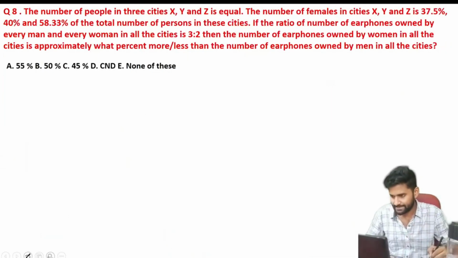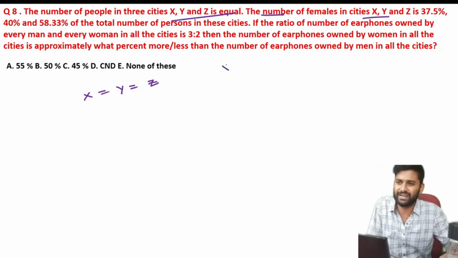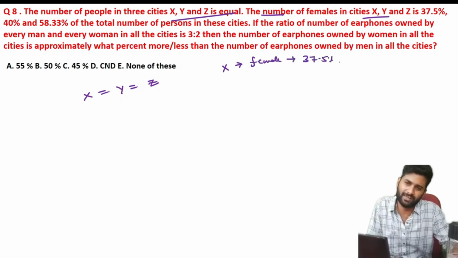Next question number 8. Now see, the number of people in the three cities X, Y, Z is equal. X is equal to Y is equal to Z. The number of females in cities X, Y, Z is: in X city the number of females is 37.5 guys. 37.5 means it's a value of 3 by 8.